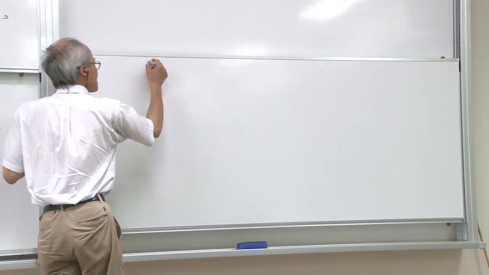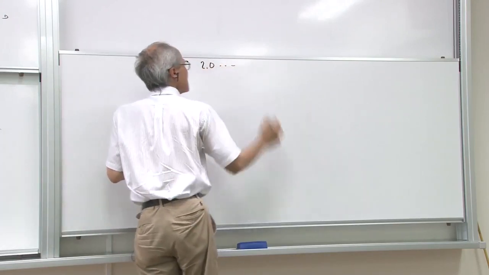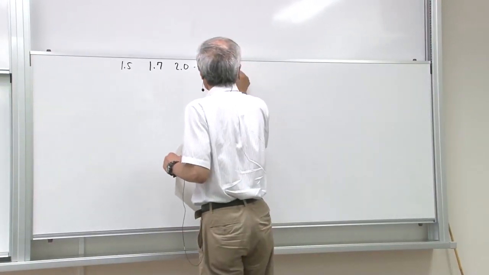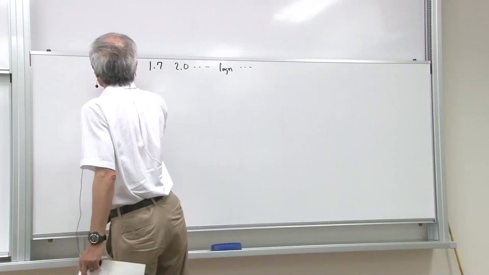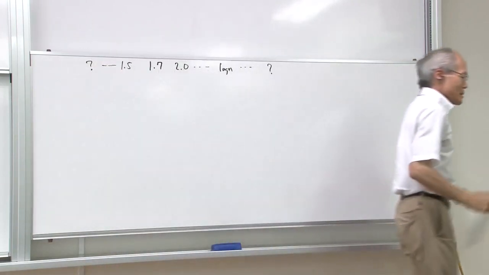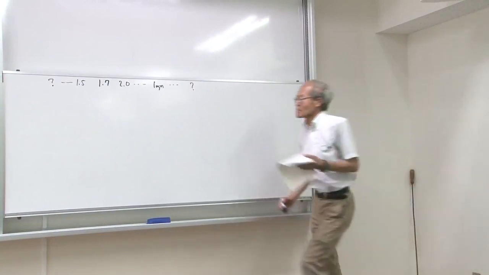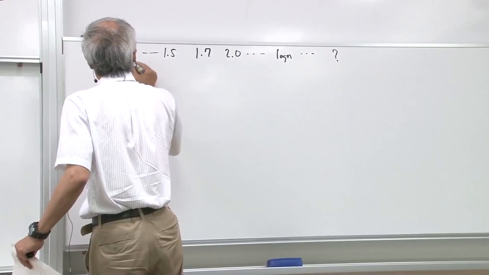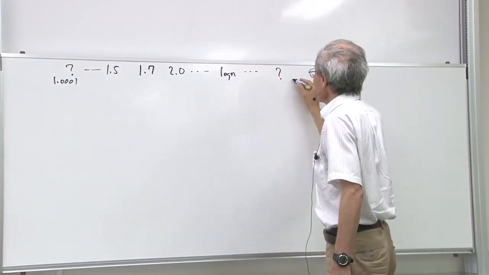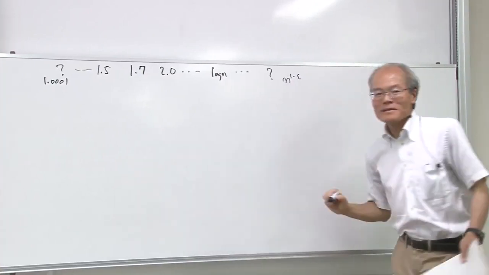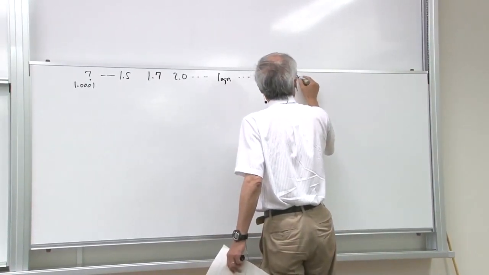Okay, we have a 1.5 approximation algorithm, and a 1.7 algorithm, a 2.0 algorithm, and a log n algorithm. The question is whether there is any approximation algorithm with approximation ratio less than, for example, 1.5, something like 1.0001, or something like n to the 1 minus epsilon. Something like this.